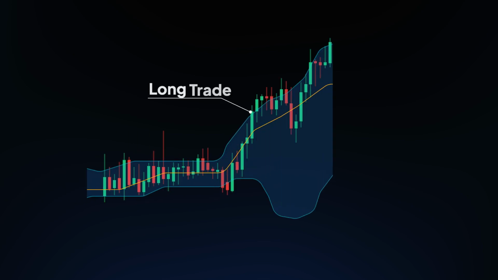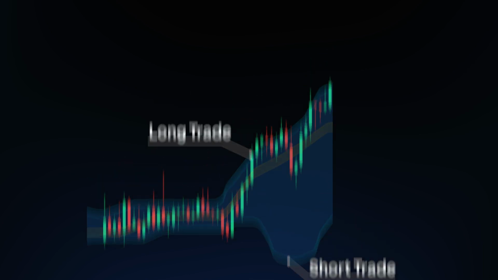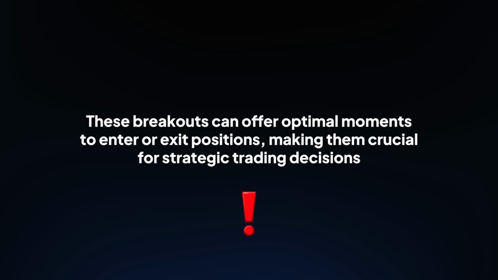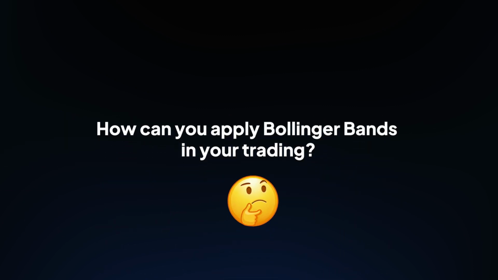A decisive move above the upper band suggests a long trade, while a move below the lower band points to a short trade. These breakouts can offer optimal moments to enter or exit positions, making them crucial for strategic trading decisions. So, how can you apply Bollinger Bands in your trading? Here are some key strategies.